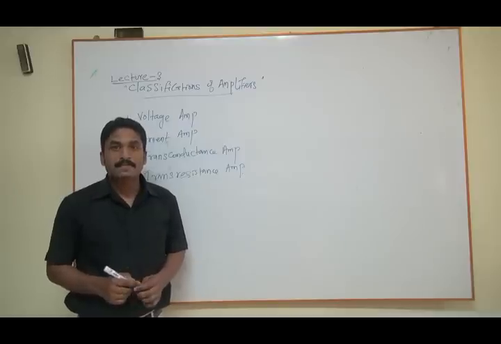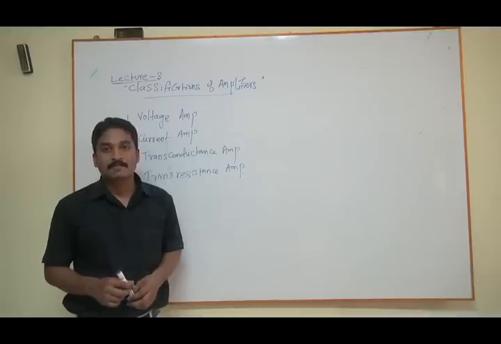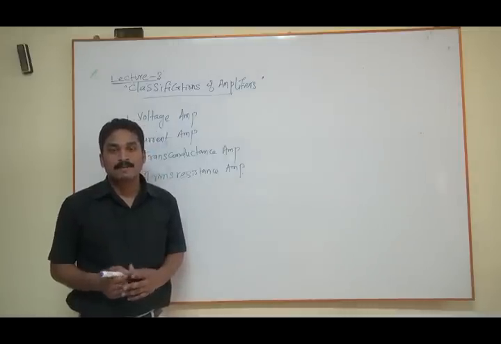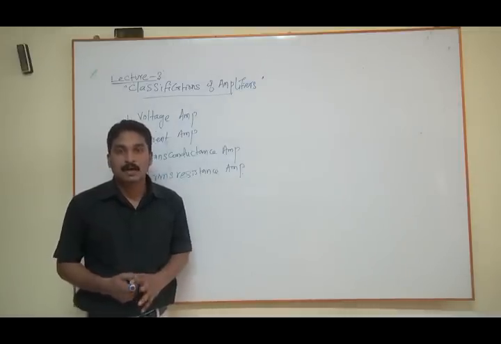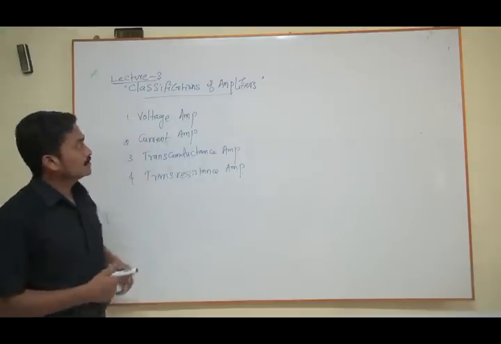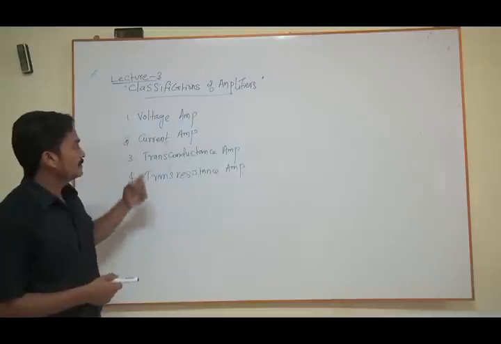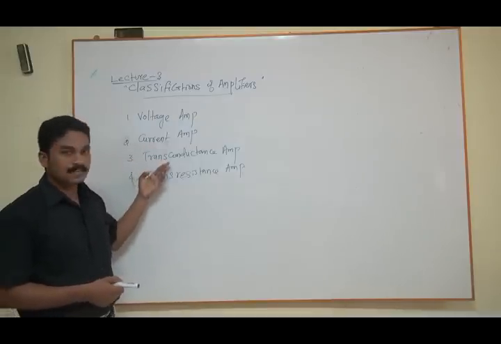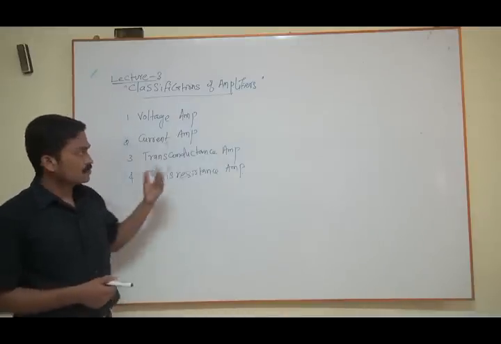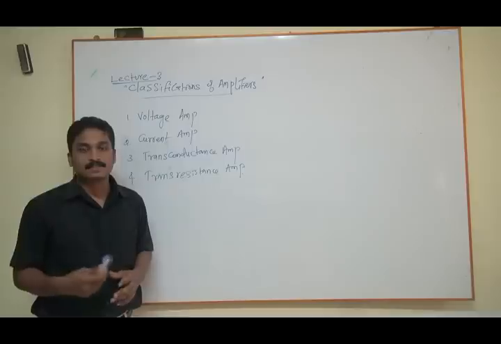And today we will discuss the classification of amplifiers and the classification of feedback amplifiers. Before starting feedback amplifier classification, let us take a look at the general classification of amplifiers. So these are the four types of amplifiers: voltage amplifier, current amplifier, transconductance, and transresistance amplifier. So what are the voltage amplifier, current amplifier, transconductance and transresistance?